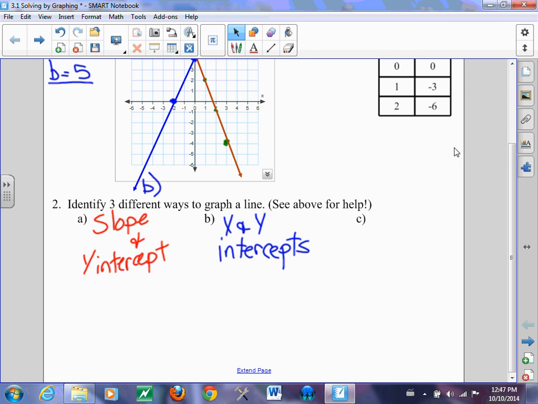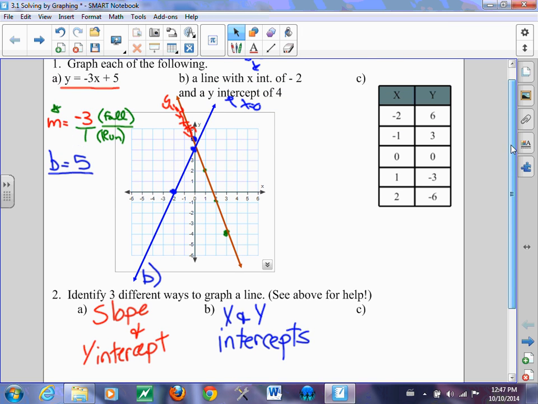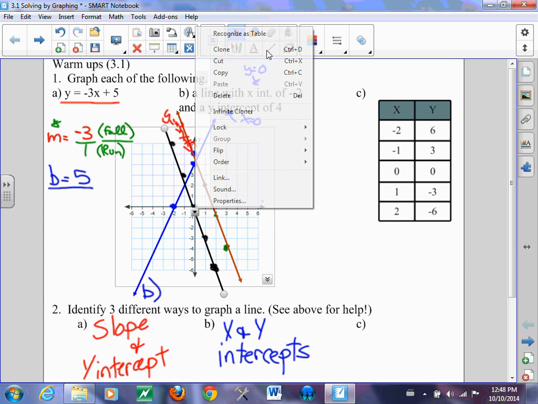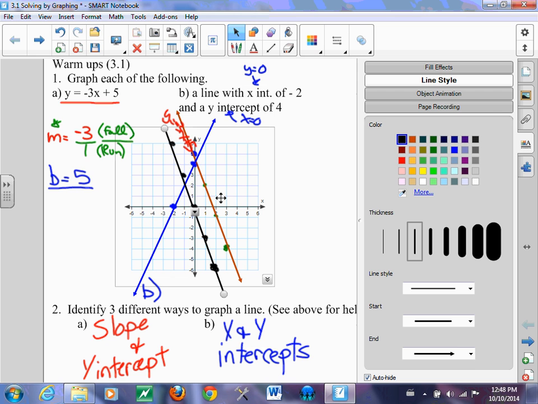Okay, and the third one, as I zoom back up, is the table of values. So all you need to do, folks, is plot the table of values. Okay, so negative 2 and 6, negative 1 and 3, 0, 0, 1, negative 3, and 2, negative 6. Okay, I'm going to draw a line through that. I'm going to make sure I got arrows on both ends.